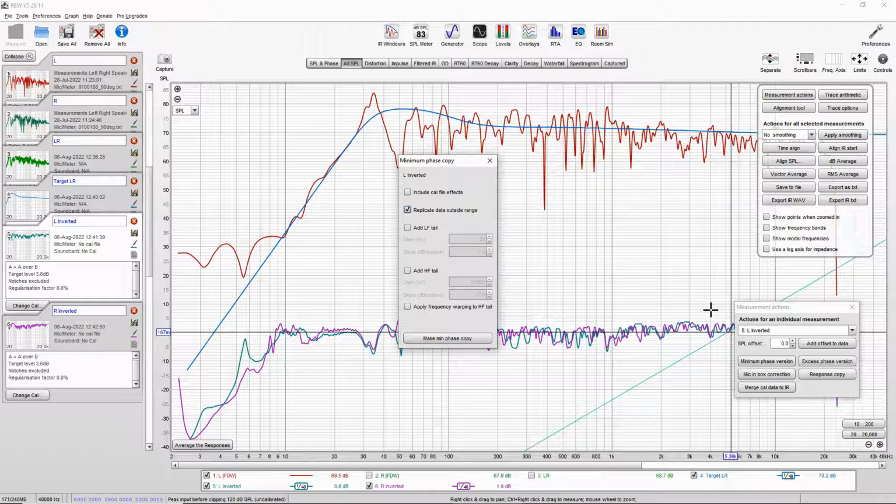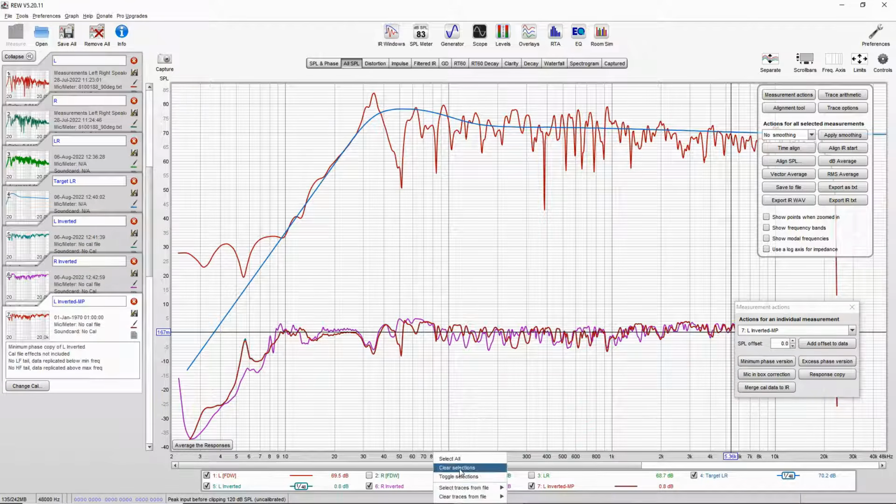When you use 48,000 sample rate, the Nyquist theorem says the highest you can measure is 24,000, half of the sampling rate. And you should use the full range so that fast Fourier transforms during vector calculations give accurate results. They don't need to zero pad, etc., which can cause lots of problems. So replicate data outside range is not very necessary in my case because my measurement is from 0 to 24,000 exactly. Make minimum phase copy.